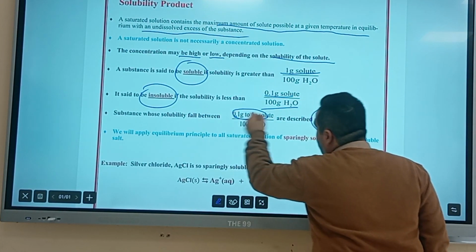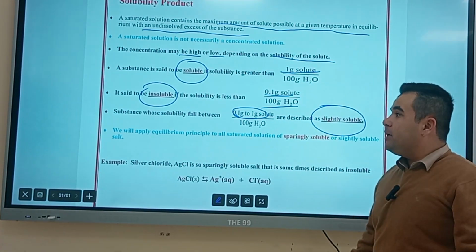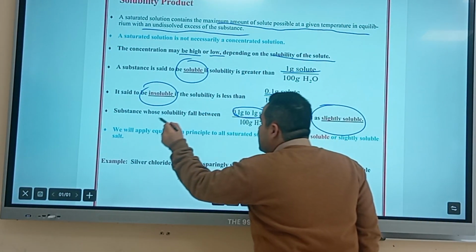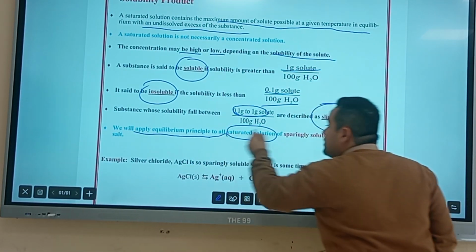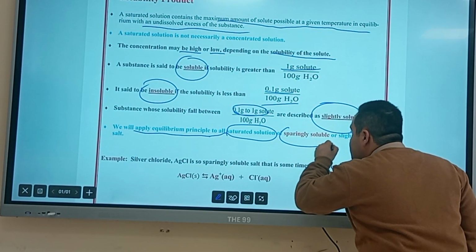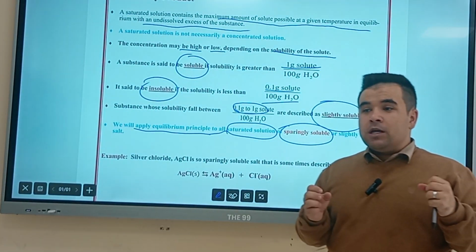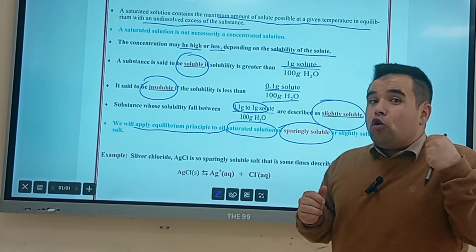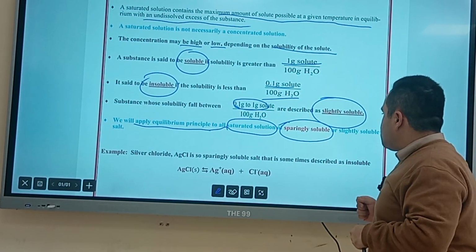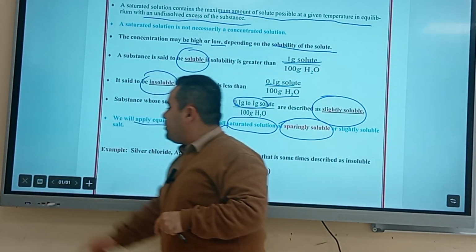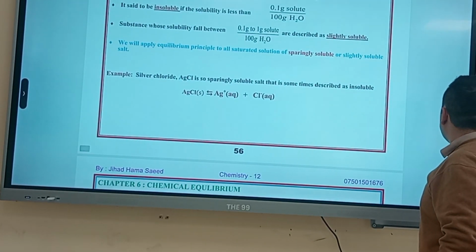If it is in the range of 0.1 to 1 gram, we call them slightly or sparingly soluble salts. Guys, in this section, we'll apply the equilibrium principle to all saturated solutions which are sparingly soluble. The sparingly soluble salts, with their low tendency of solubility, reach the saturation point. Usually, salts that are highly soluble require more time to reach saturation than the salts which are sparingly soluble.